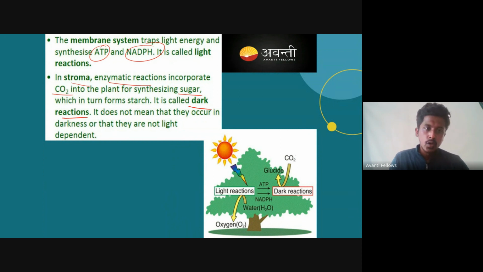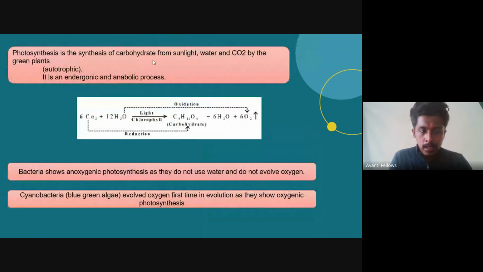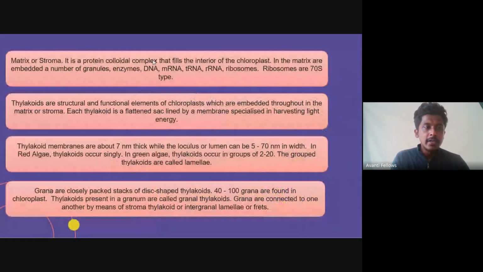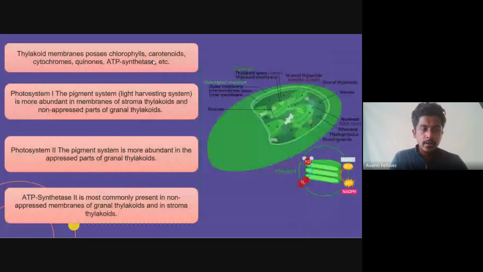Okay, so now coming to the pigments of photosynthesis. There are several pigments present within the membranes of the thylakoids, such as chlorophyll A and chlorophyll B, and then we have carotenoids, cytochromes, cytochrome A, cytochrome B, cytochrome B6, and then quinones, and then ATP synthetase, which helps in manufacturing the light reaction products.